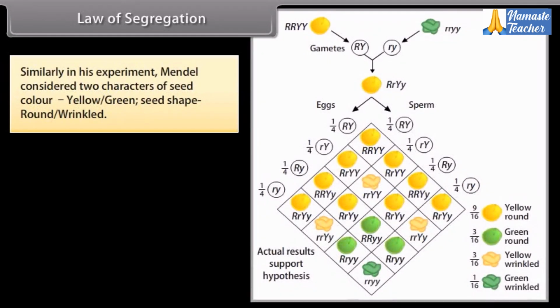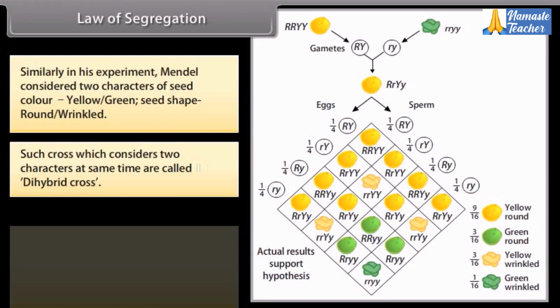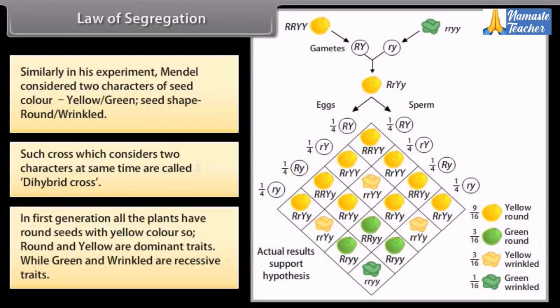Similarly, in his experiment, Mendel considered two characters: seed color, yellow and green, and seed shape, round and wrinkled. Such a cross which considers two characters at the same time is called dihybrid cross. In first generation, all the plants have round seeds with yellow color. So, round and yellow are dominant traits, while green and wrinkled are recessive traits.